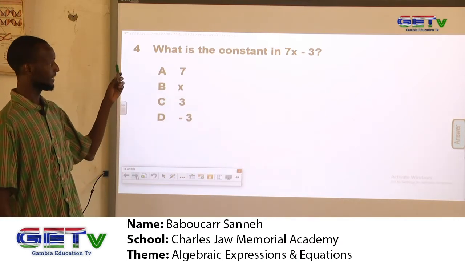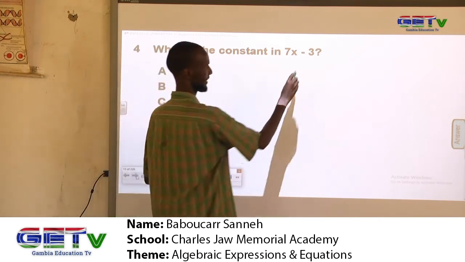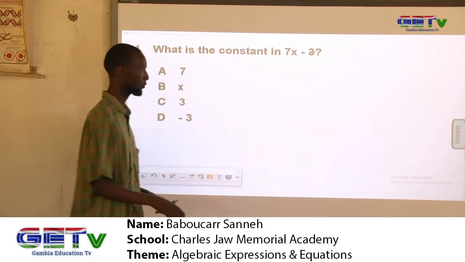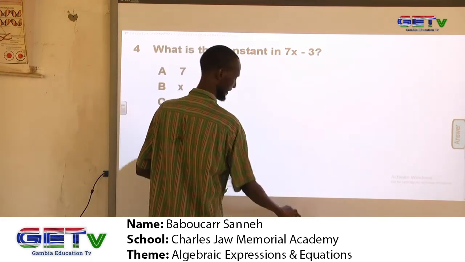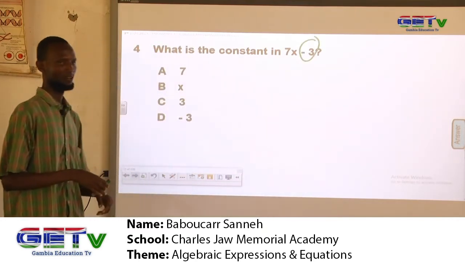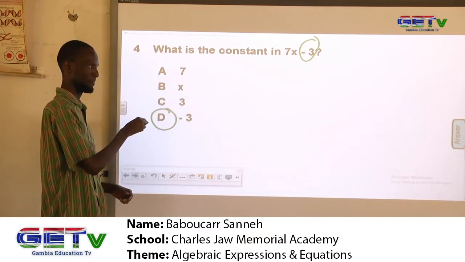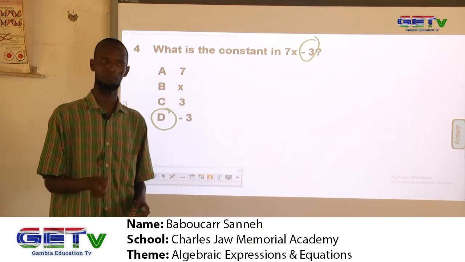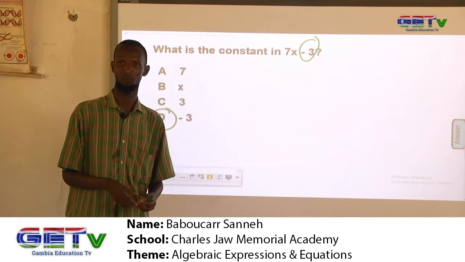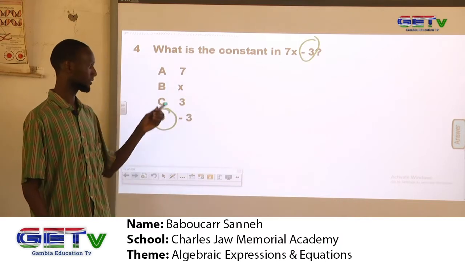Next, we have, what is the constant in 7x minus 3? This is something you have to be careful of, because you may be tempted to just take the 3 as your constant. But actually, the constant here is all of this, which makes negative 3 the correct answer. Because remember, we have said that if it was a positive, we can drop the positive, but we can't drop a negative. So in this case, negative 3 would be the correct answer, and not 3, which is very tempting.